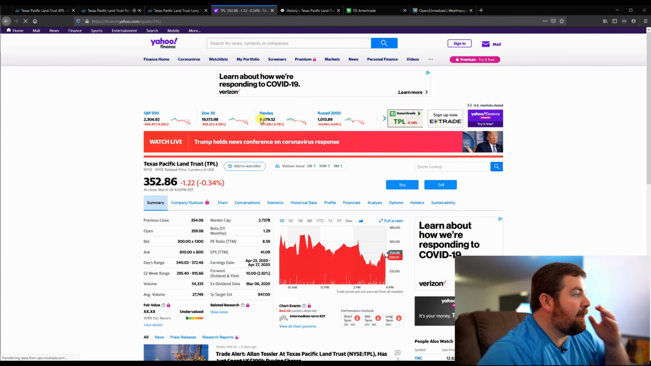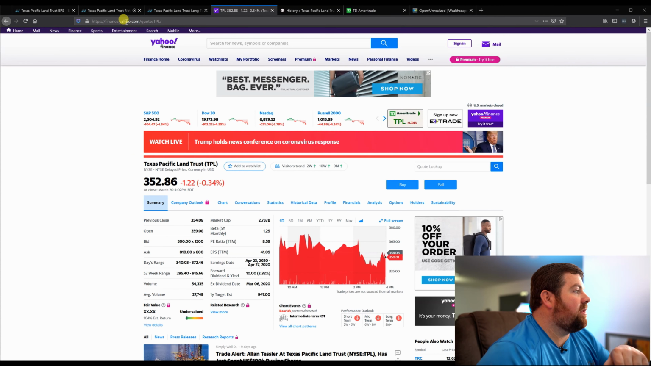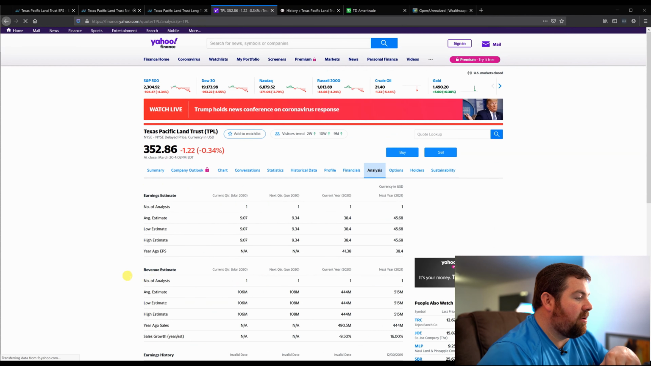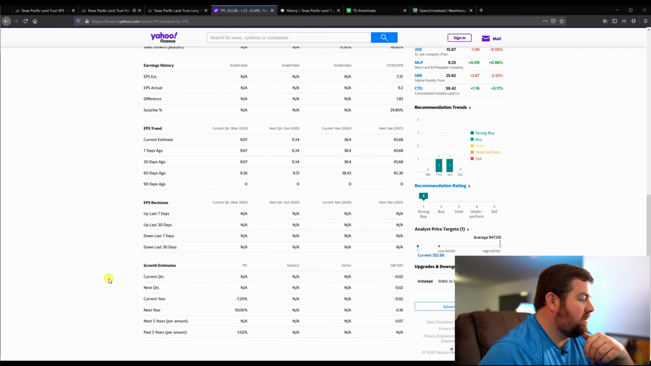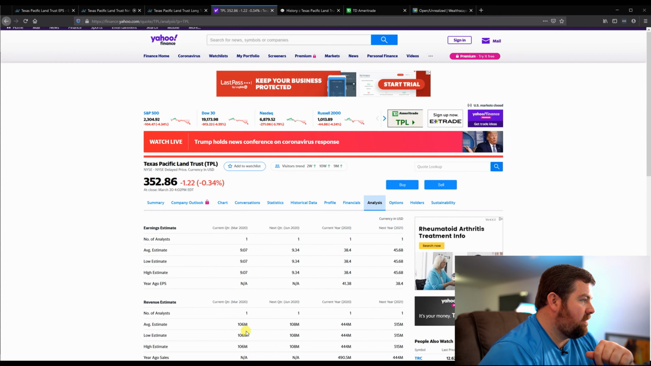Now we need to get the analyst consensus growth rate. So we go to Yahoo and you can find it on analysis. You bring up the ticker, then you go to analysis. You can probably find it other places too, but you can definitely find it there. Next 5 years per annum, non-applicable. Do I have the right thing brought up?